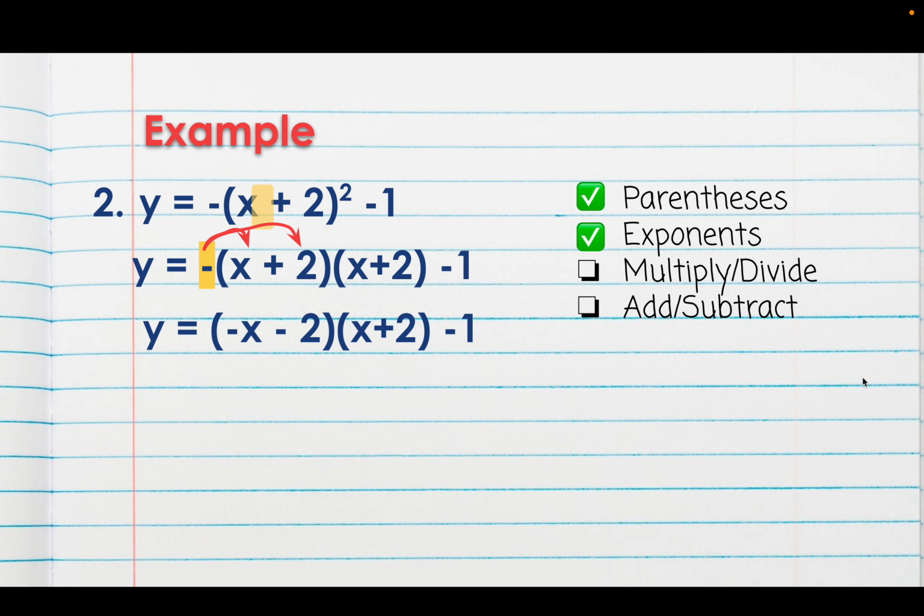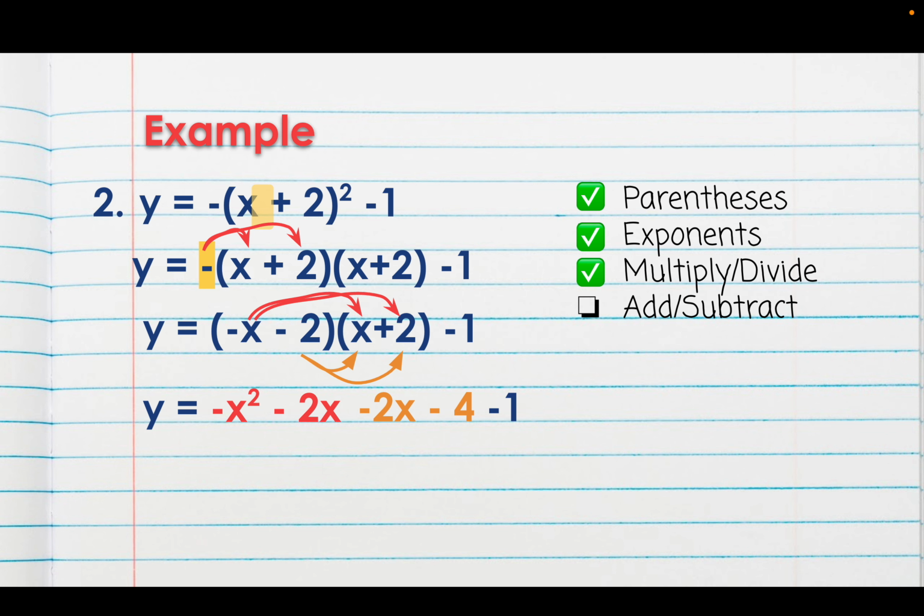Okay, so now I need to continue on by multiplying, and now I'm doing the same thing I did last time. I'm going to start with that negative x, and I'm going to multiply it by everything in the second set of parentheses. So when I do that, I get negative x squared minus 2x. And then I'm going to take the negative 2 and multiply that by everything in the second set of parentheses. So I'm going to get negative 2x minus 4. And then I still have that negative 1 that's at the end.